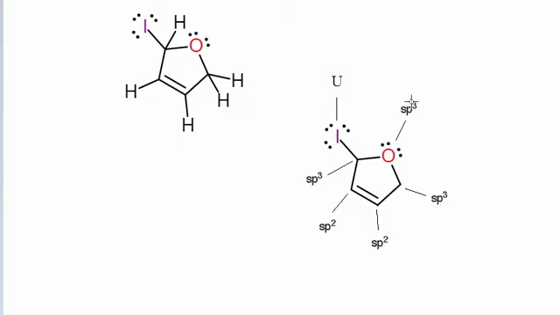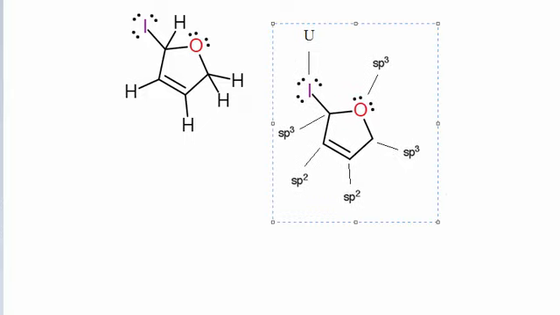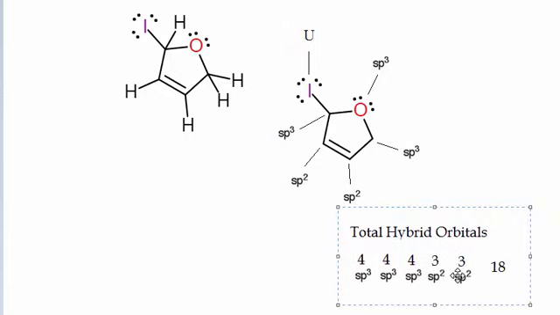Okay, so calculate the steric number on each of these. This has 2 lone pairs and 2 atoms, so it has a steric number of 4. This has 2 adjacent atoms and 2 hydrogens, so it's going to be a steric number of 4. This has 2 atoms and 1 hydrogen, so it's 3. Same thing here. And this has 3 atoms bonded to it and a hydrogen, so it's going to have a steric number of 4. If you want to calculate the total hybrid orbitals, all you're going to do is add up the steric numbers, and you're going to get that.